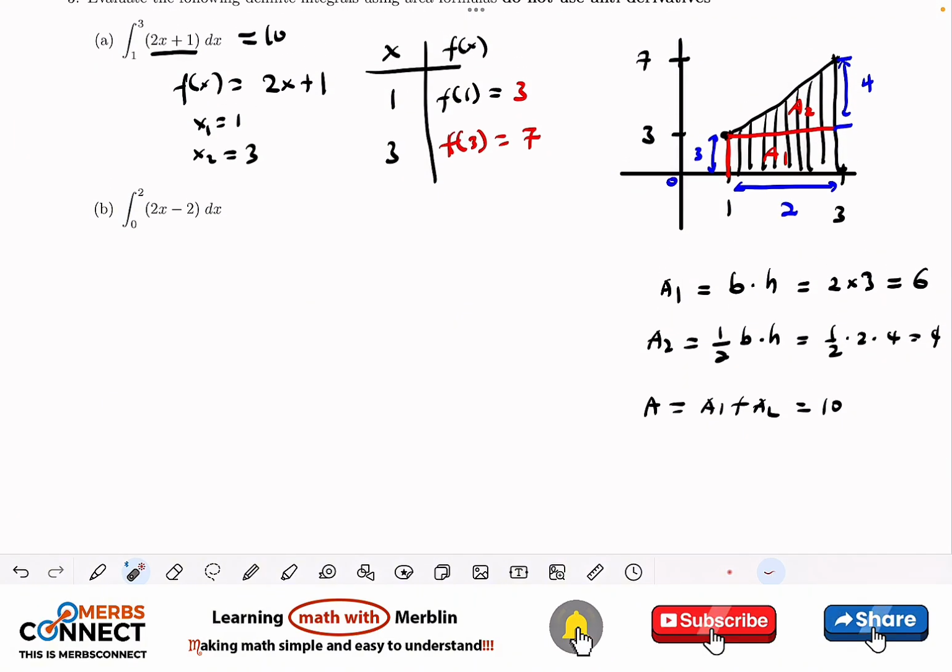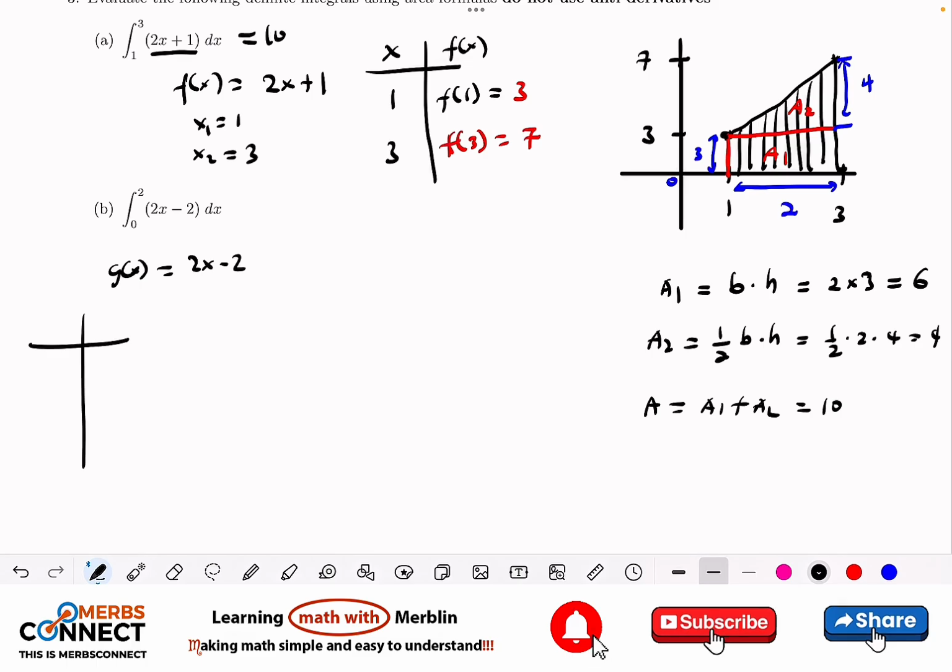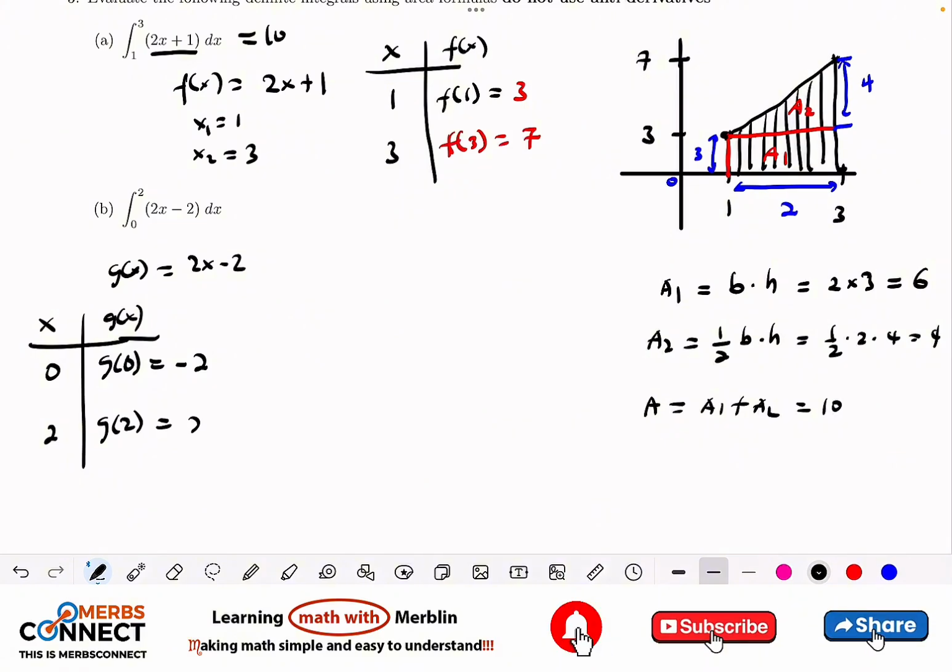Let's look at B. Same idea. Let me assume that this is g of x, which is equal to 2x minus 2. Then I draw my table. I have x is 0, x is 2. Then I have my g of x. What is g of 0? g of 0 is going to give us -2, and then g of 2 is going to give us 2.